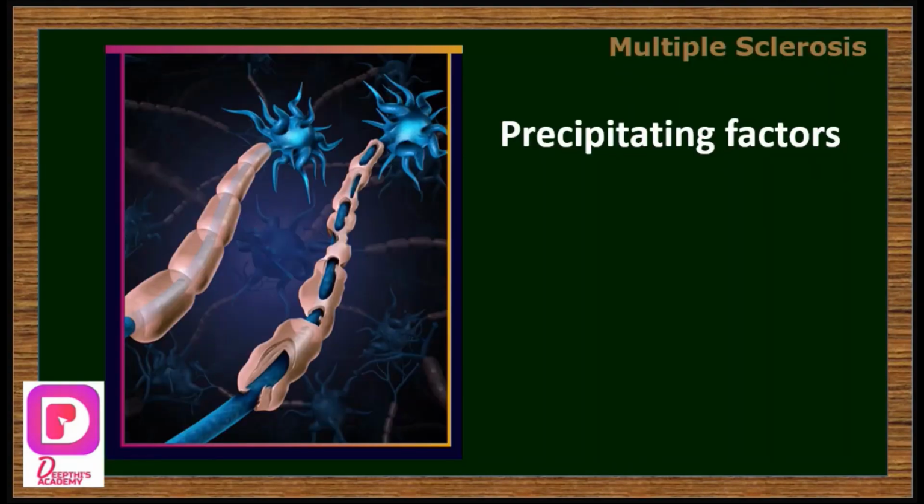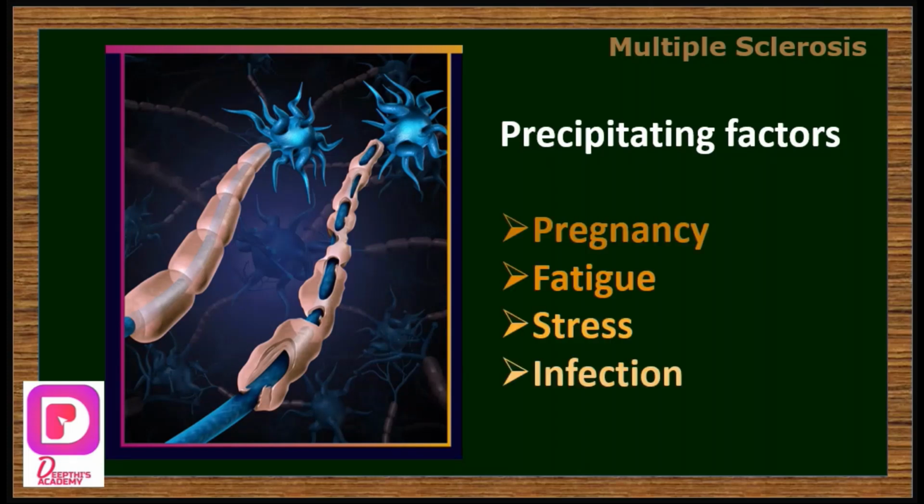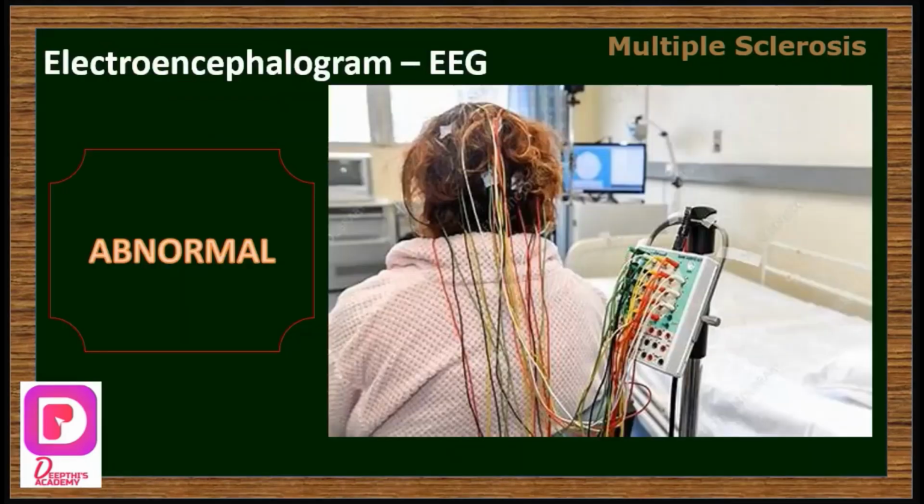Let's see the precipitating factors of multiple sclerosis, which include pregnancy, fatigue, stress, infection, and trauma. Electroencephalographic findings are abnormal.